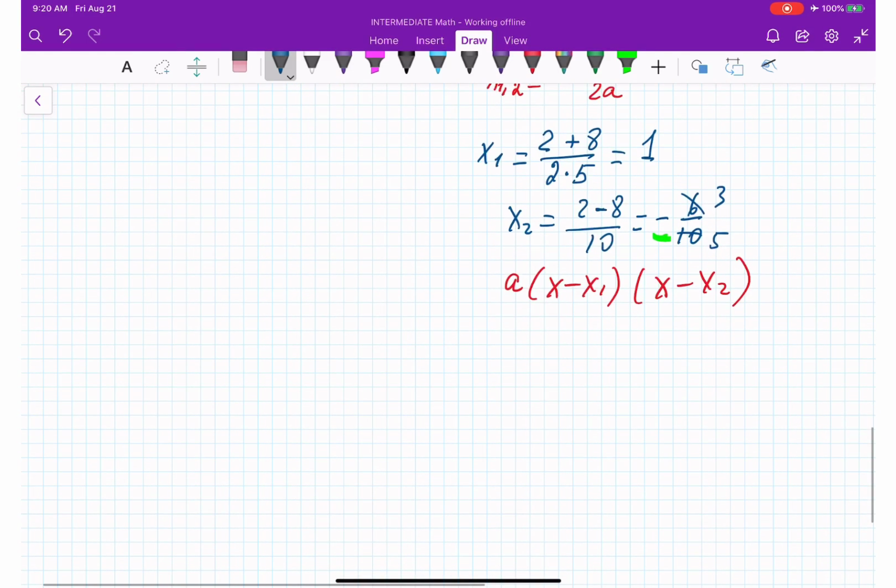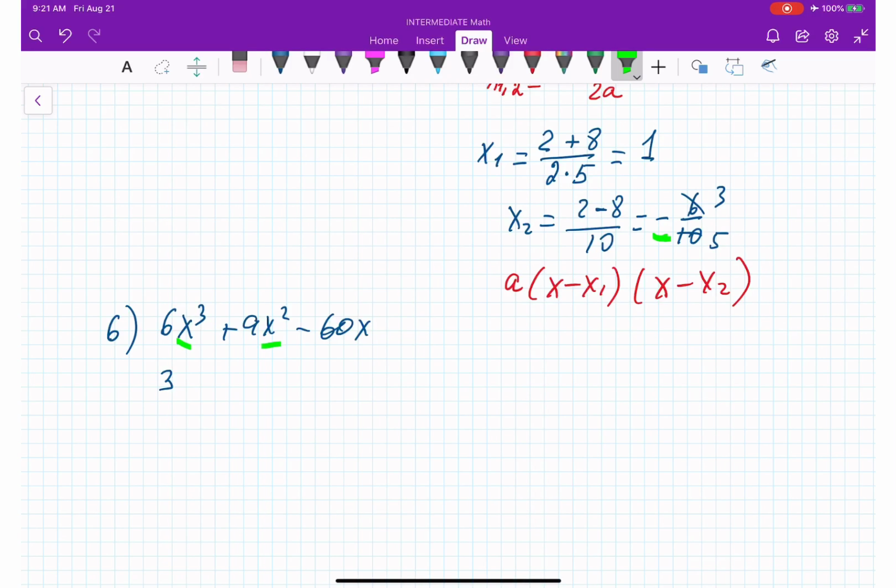Number 6. 6x cubed plus 9x squared minus 60x. So it's going to be 6, 9, and 60. What is the number they all three can be divided by? 3, right? Okay. The other thing also, I see that we have x everywhere. The smallest one is x to power 1, so I can take x also to power 1.